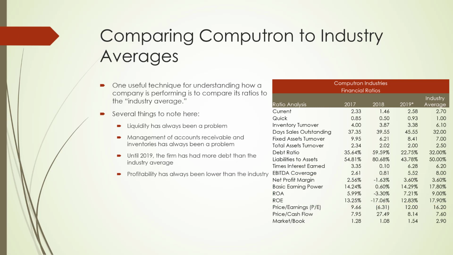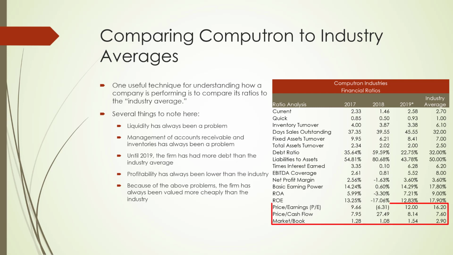So we notice a number of problems with Computron, and those problems are what lead to the firm being undervalued relative to the industry. So the PE ratio, even in 2019, is 12, but the industry average is selling for 16 times earnings. So Computron is undervalued. Now, I should point out, usually when you spot an undervalued firm, undervalued according to PE ratio or some other valuation ratio, there's a reason for that. So it's not like the market is stupid and hasn't recognized the value of Computron.